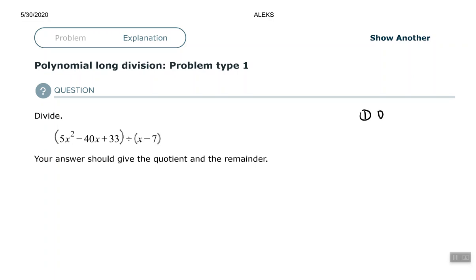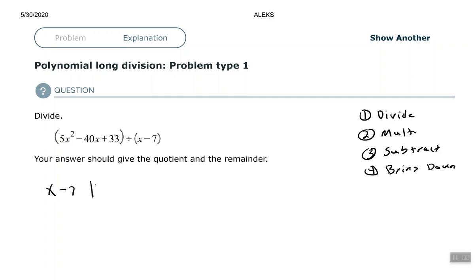You divide, multiply, subtract or change signs, bring down, and then you start the process over. All right, so let's look at this long division here. First thing I'm going to do is set the problem up for long division.